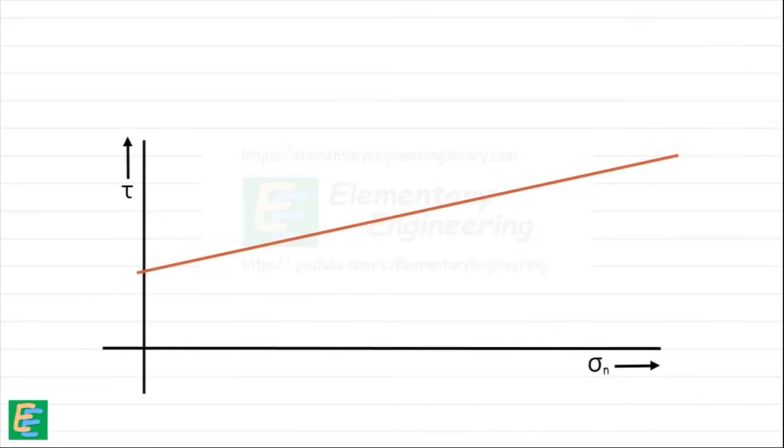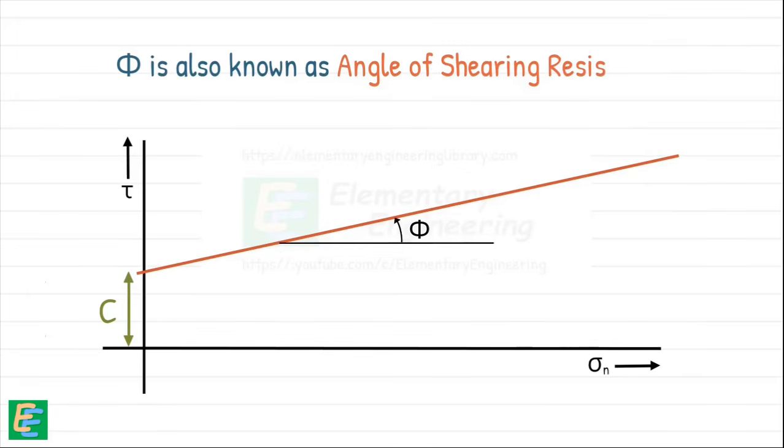Now, if we look at the graph, we see that the straight failure envelope intercepts the vertical shear stress axis at a point. This intercept represents the cohesion c. Also, the slope of this line gives us the angle of internal friction phi, also known as the angle of shearing resistance.